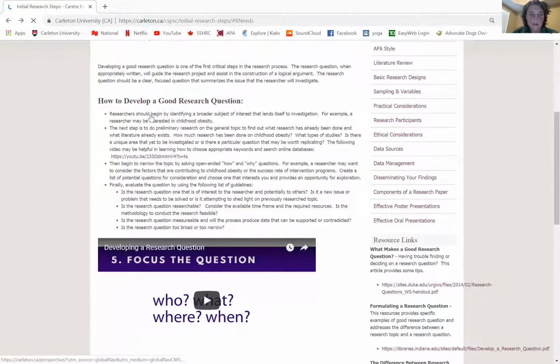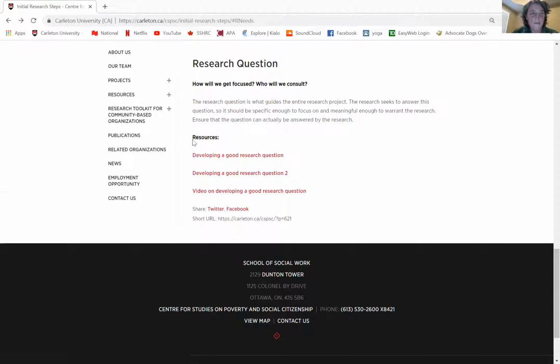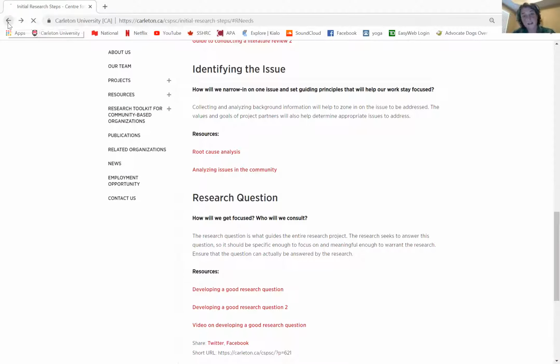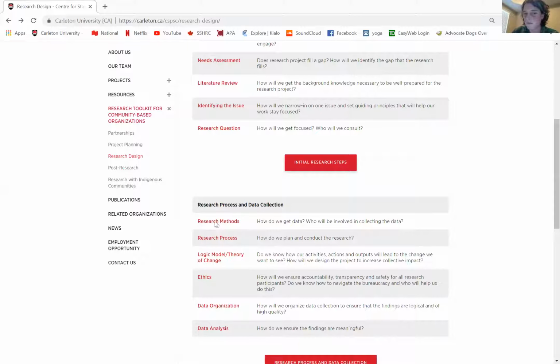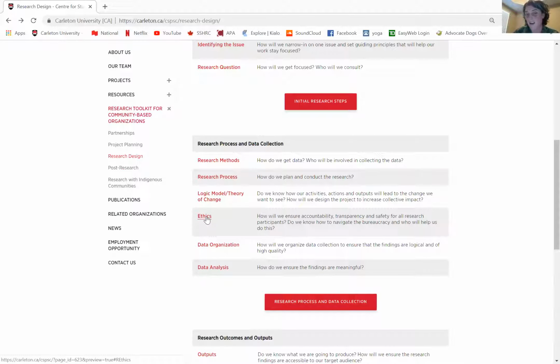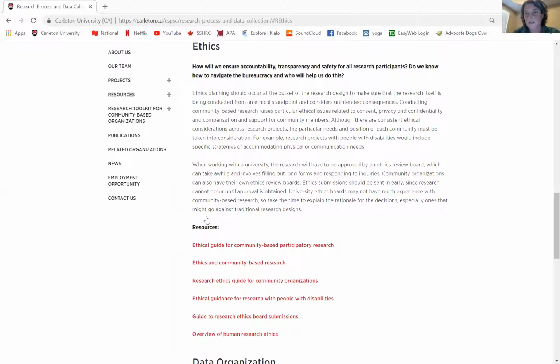And also, coming from the community and working with an academic partner, another area where I may need more knowledge would be ethics approval. I would know from working with my academic partner that each university has their own ethics review board, and that we would need to go through that process for the research. So this section here talks to me about that process, and also provides more resources.